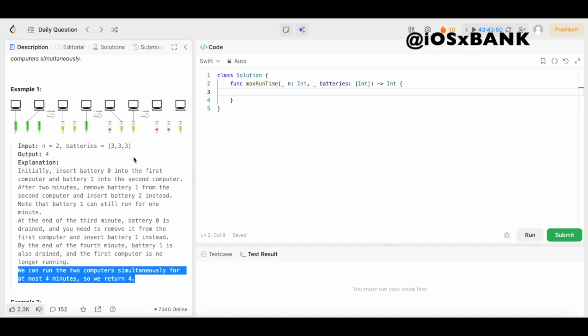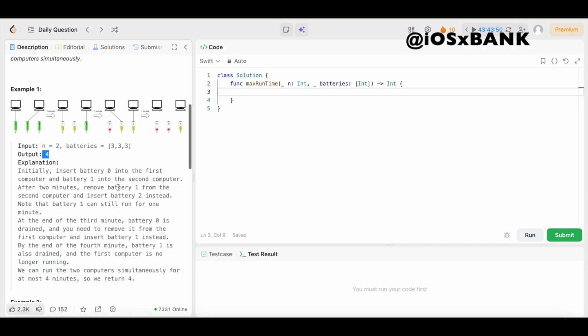We're counting the minutes that we can have these two computers running at the same time. Once one computer runs out of battery, they're no longer running simultaneously. So the problem ends, because we want to know how long we can keep the computers running simultaneously, meaning they're both still running. In this case, the output was 4 because we were able to do that for 4 minutes.